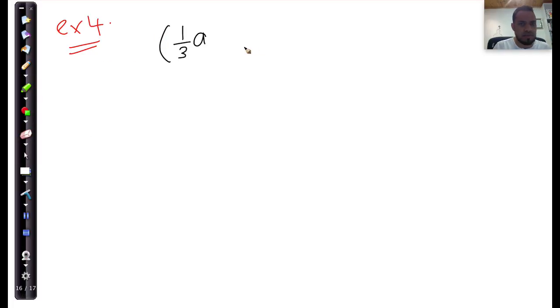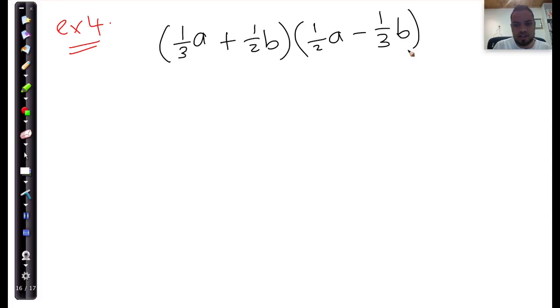Okay, so let's get back to our example over here, and I'm going to say it's a third A plus a half B, and that's going to be multiplied by a half A minus a third B. Okay, just to make life a little bit easier, let's see what this is going to look like. And let's do it with the long method, which means I'm going to take the first term and multiply it by that entire bracket, and then the second term multiplied by the entire bracket.